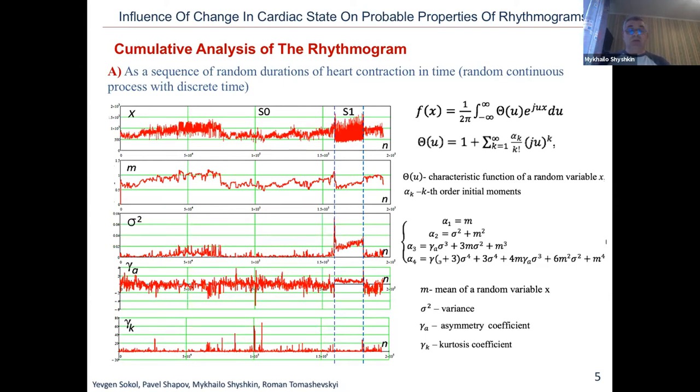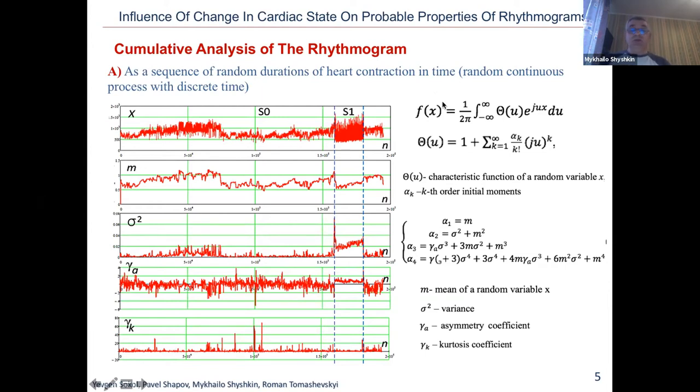A random discrete value of such a stream of events can be conventionally considered as the heart rate averaged over the fixed time interval. Both variants of this presentation of the rhythmogram allow considering its probabilistic properties using either distribution rules for continuous or discrete random variable. If we take option A, which you can see on page 5, then it should be noted that full information about the probabilistic properties of a random process is carried by the probability distribution fx of the random variable x.